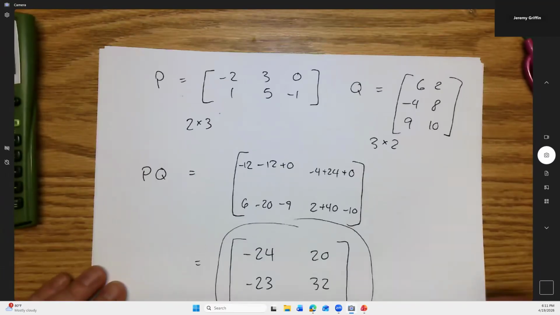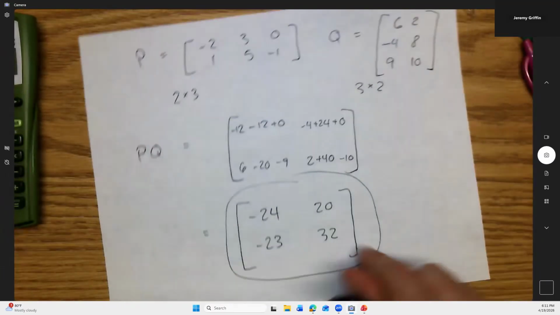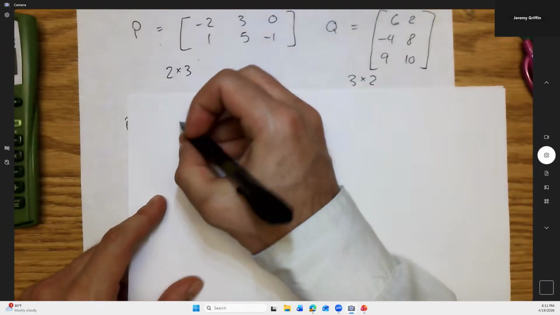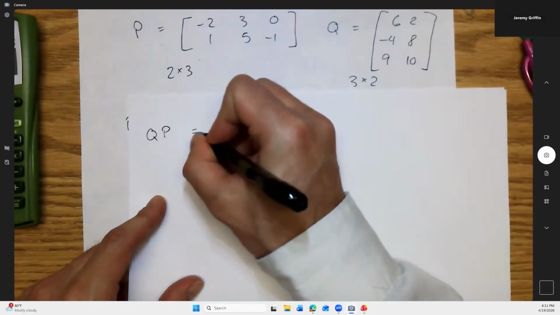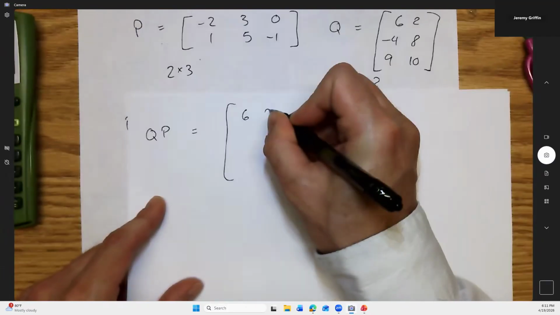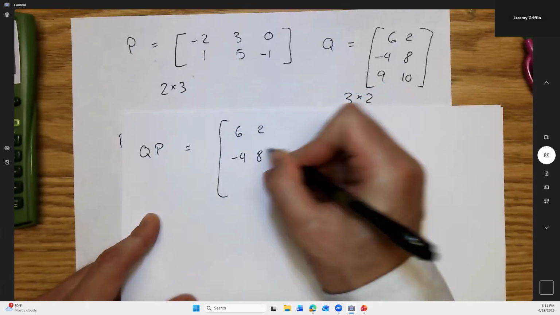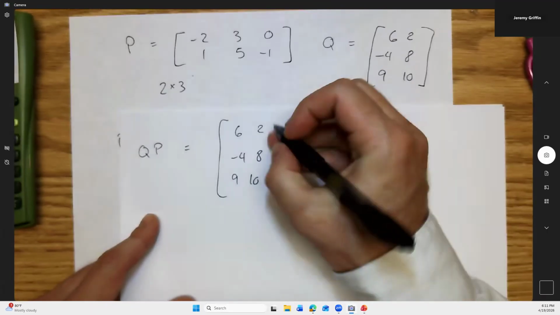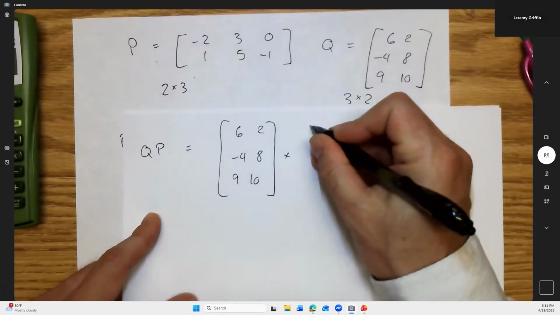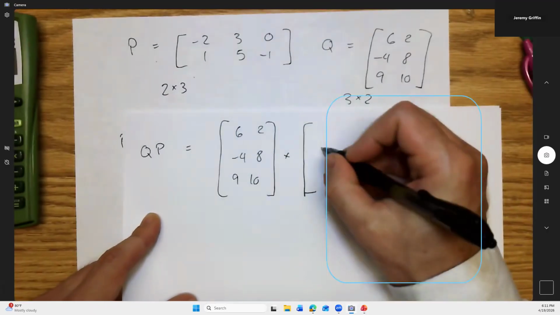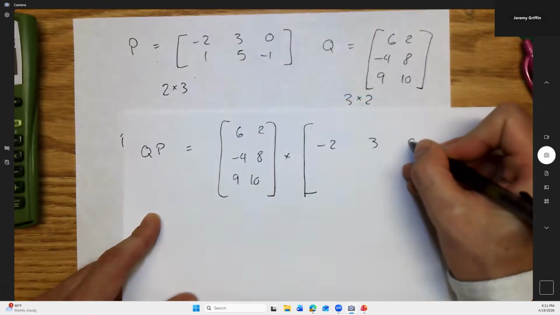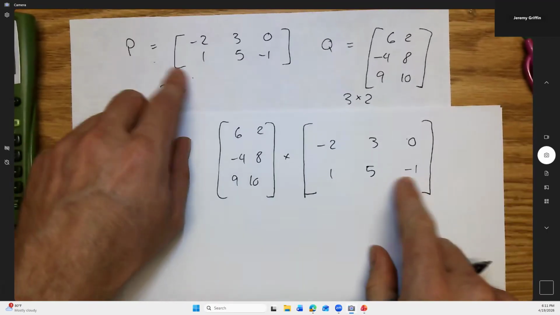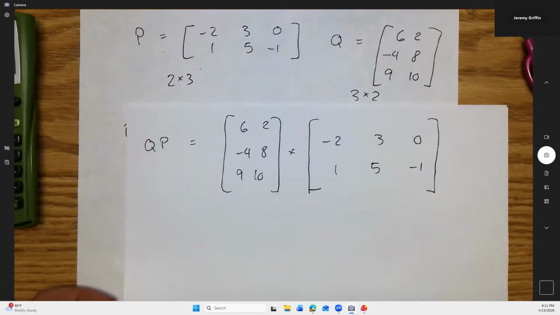What if I did QP? What would that look like? I'm going to get a completely different result. I should get a 3 by 3 matrix for QP. So QP would be the 6, 2, negative 4, 8, 9, 10. There's my Q right there. And then I cross multiply with negative 2, 3, 0, 1, 5, negative 1. There is my P. So there's Q, there's P.